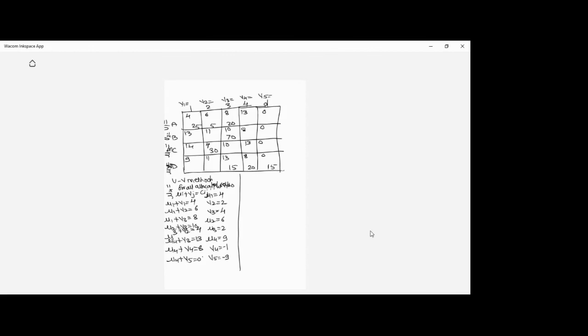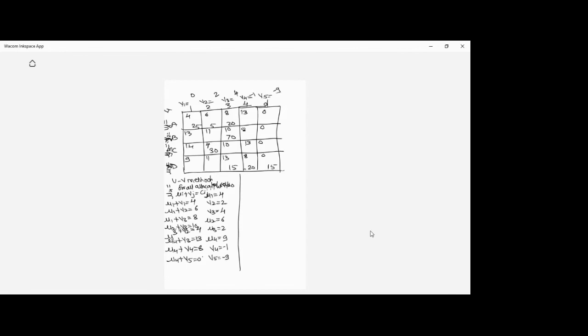So let's put all these values here. We have a space constraint. Let's see. So u1 is equal to 4. v2 is equal to 2. v1 is equal to 0. v3 is equal to 4. u2 is equal to 6. u3 is equal to 2. u4 is equal to 9. v4 is equal to minus 1 and v5 is equal to minus 9.